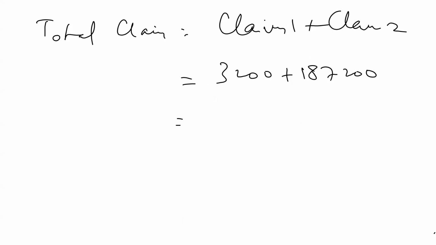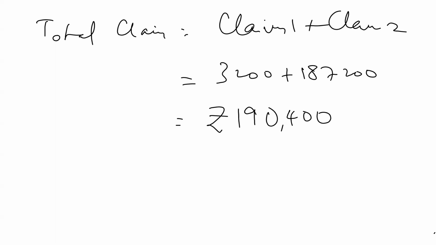Add this together: 1,87,200 plus 3,200 is 1,90,400. That will be your answer, the total claim. So I think we have completed the 11th problem and 12th problem.